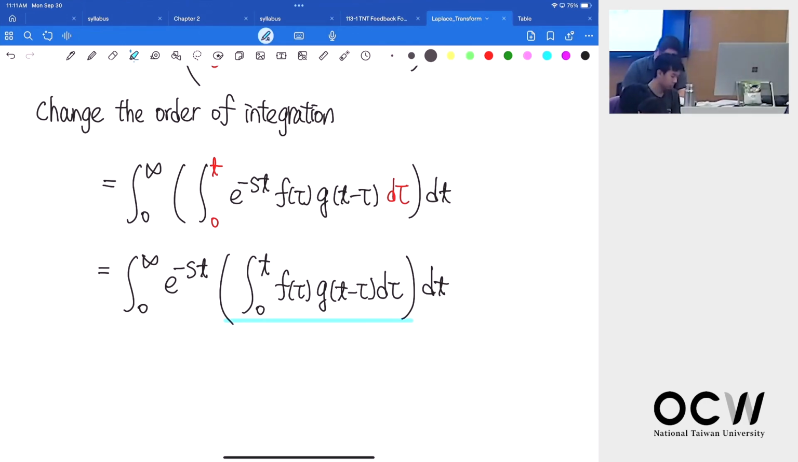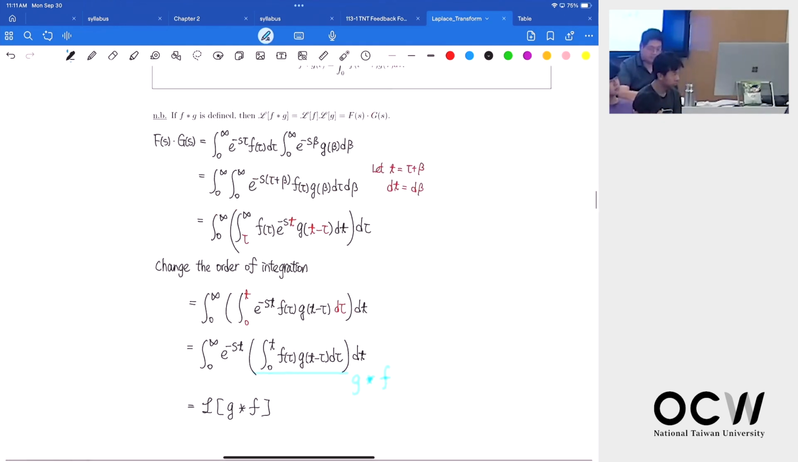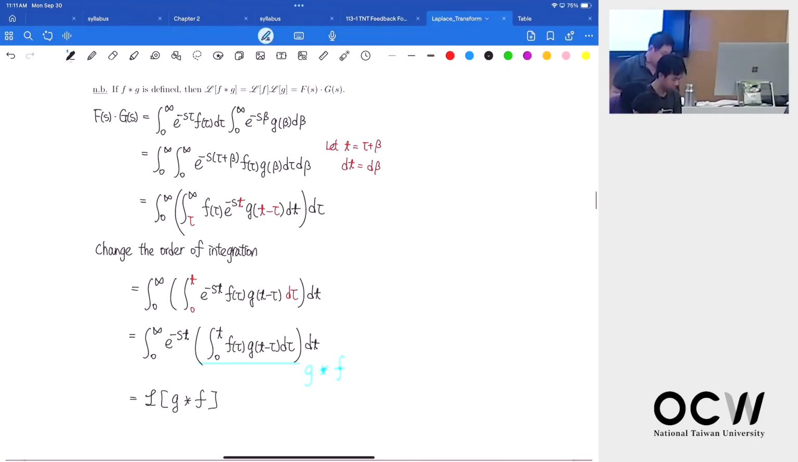And you can see this term is just the definition of g convolve f. So this is the Laplace transform of g convolve f. All right. Any questions on this one?